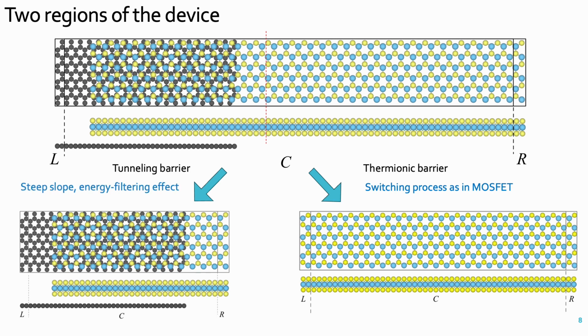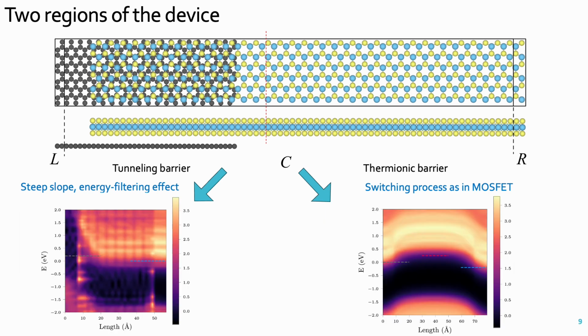But the steep slope switching properties of the device are still driven by the tunneling barrier region. It provides an energy filtering effect as in tunnel FETs. These are the electronic structures of these two regions.